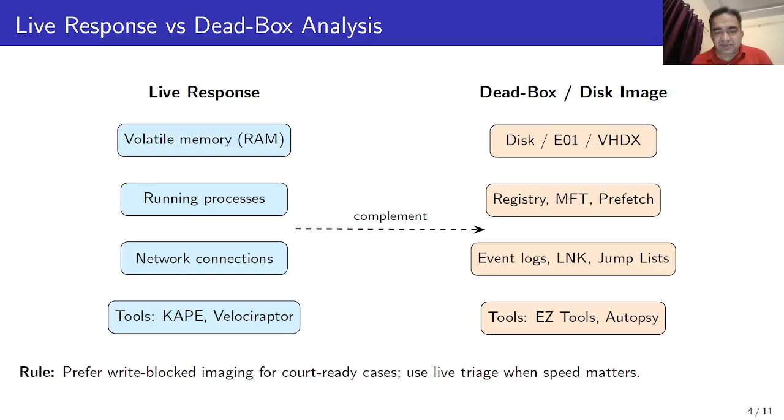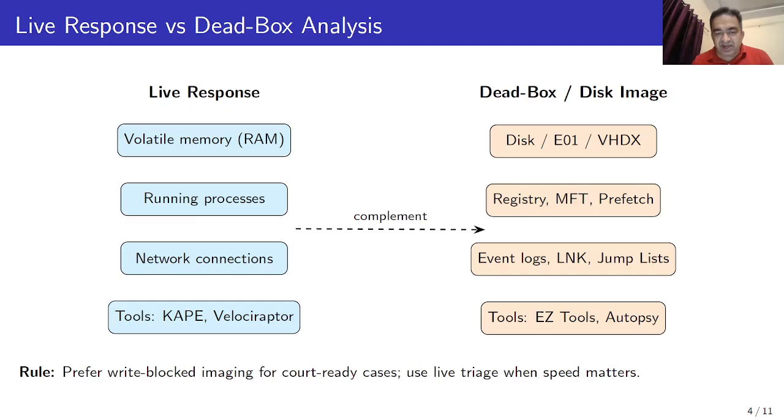This comparison diagram shows two complementary approaches. The live response captures volatile state, for example, RAM, processes, and network, with tools like KAPE or Velociraptor, when speed matters or the malware may be memory only. Dead box analysis works from a disk image like E01 or VHDX, and persistent artifacts include registry, MFT, Prefetch, and EVTX, using Eric Zimmerman tools and Autopsy.